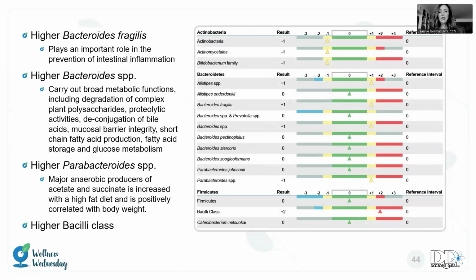At the bottom of the page, the bacilli class is a little bit high, and anything that is in the red, the +2, +3 is considered clinically high. But again, the reason for that high is that we had some lows. So there is room for this back and forth.